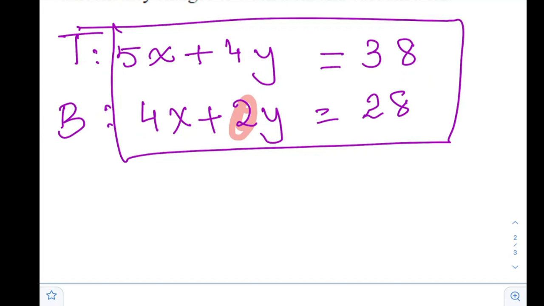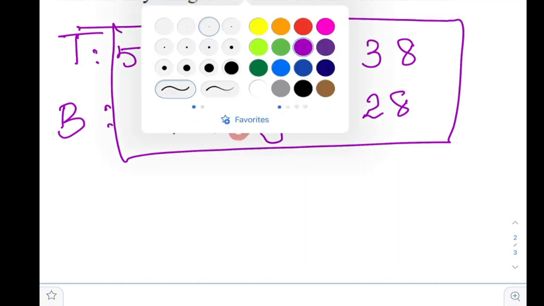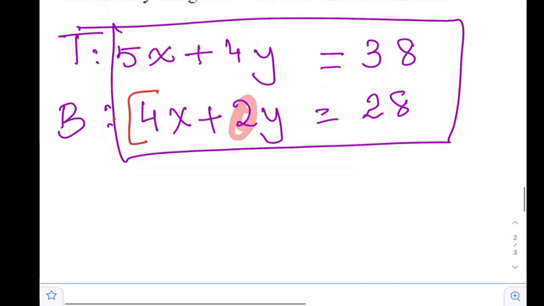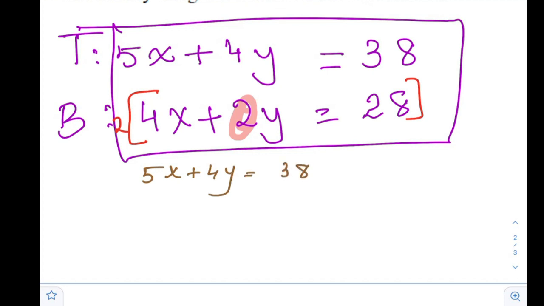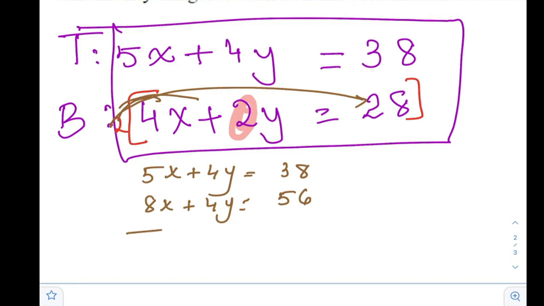We have many ways to do that. I will use the shortcut and I will multiply this equation only by 2. Equation 1 will be the same, no changes. Equation 2, after multiplying by 2, it will be 8x plus 4y equals, don't forget to multiply also the last term, 2 by 28, which is 56. We end up with the same y coefficient, so we will subtract.